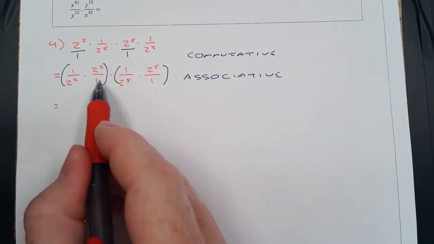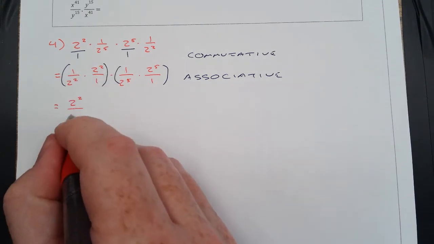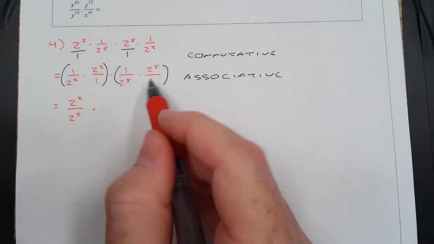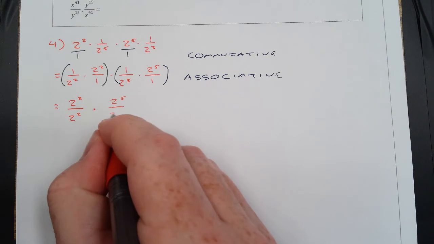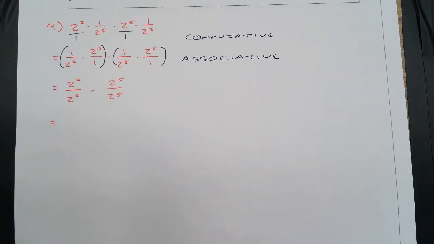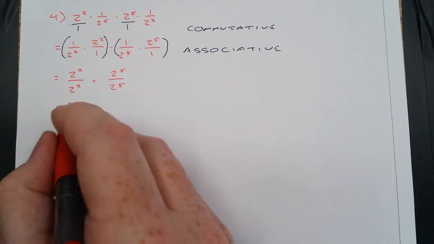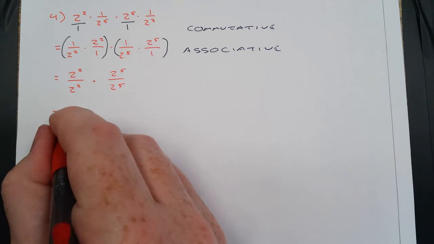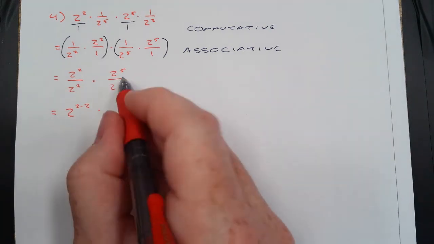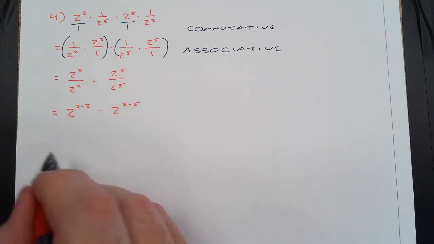Because if I do this group first, I get 2 squared. Remember, multiplying fractions goes straight across. I get 2 squared over 2 squared. And then this group, multiplying straight across, gives me 2 fifths over 2 fifths. And then I use the rules we learned last week. This is dividing, and the bases are the same. So I just subtract the exponents. Same thing right here, dividing with the same base, subtract the exponents.